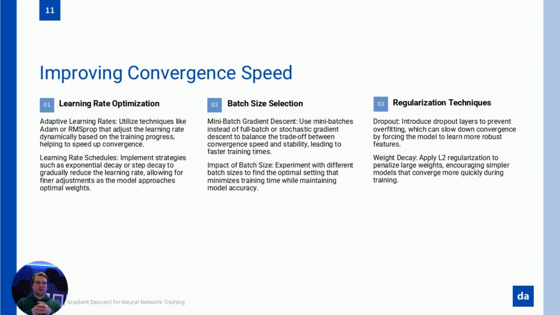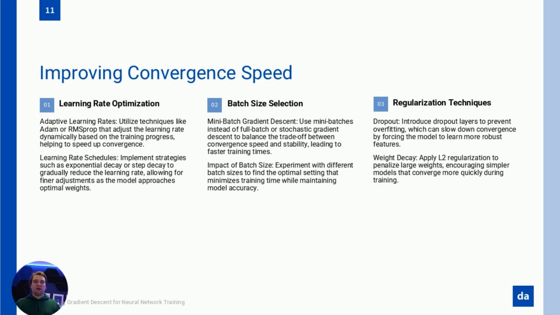All right, let's shift gears and talk about something every data scientist loves: speeding up convergence. We've all been there, waiting hours or even days for a model to train. But what if I told you there are proven techniques to accelerate the process without compromising accuracy? Let's dive into 3 key strategies to improve convergence speed.